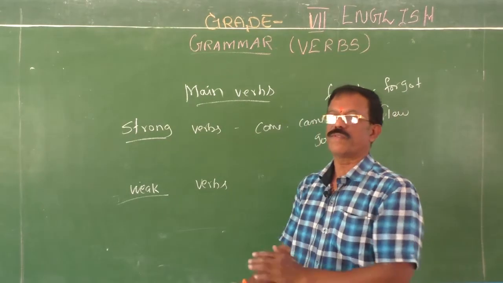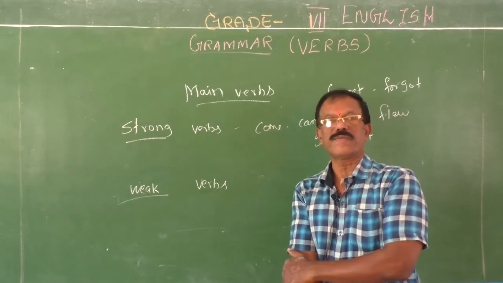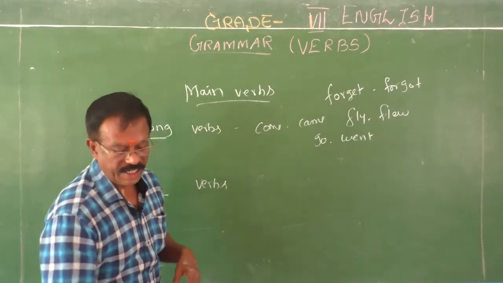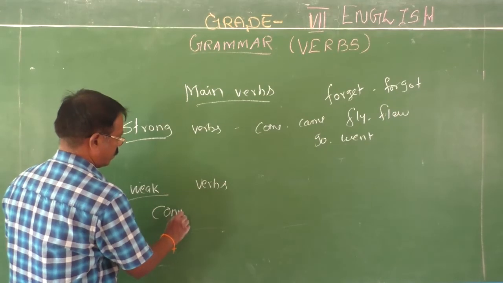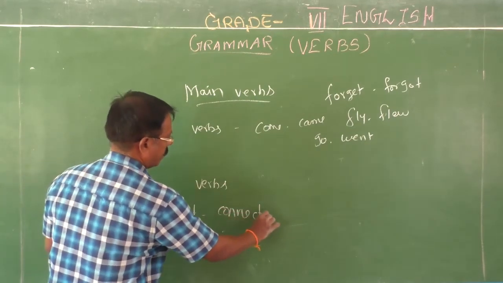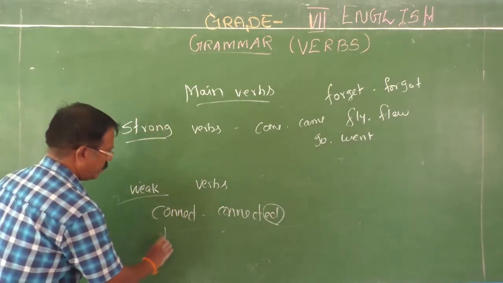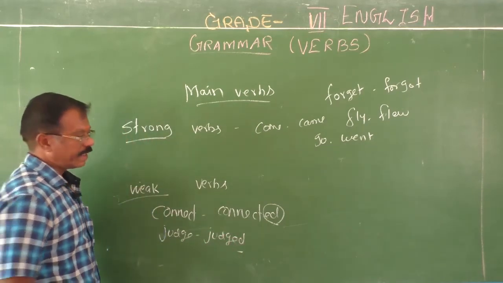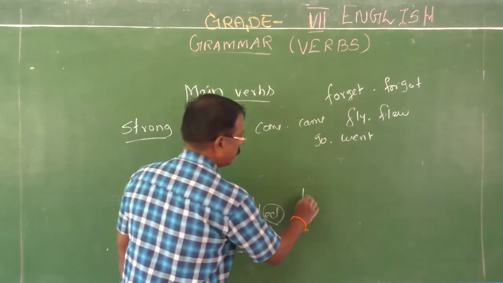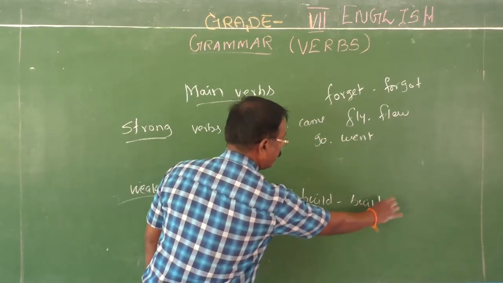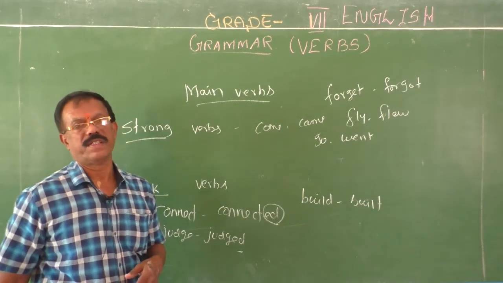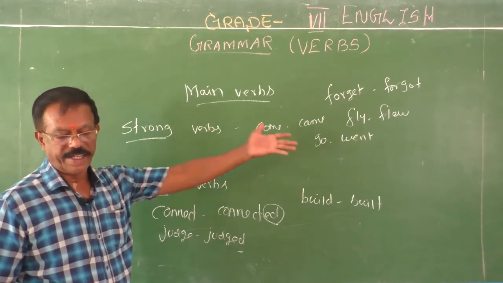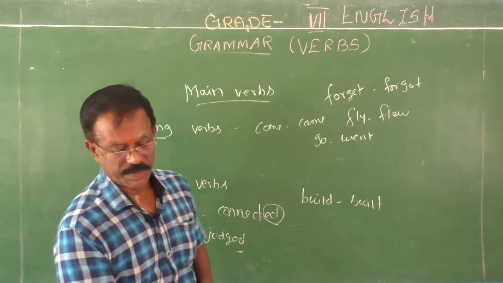And then another classification of verbs we have in English, that's called weak verbs. These verbs get their past form by taking D, ED, sometimes T also. For example, connect, past form connected. Judge, judged. Honor, honored. And then build, built. So these verbs are called weak verbs. They get their past form by taking ED or T at the end, D, T or ED. Therefore, they are called weak verbs.